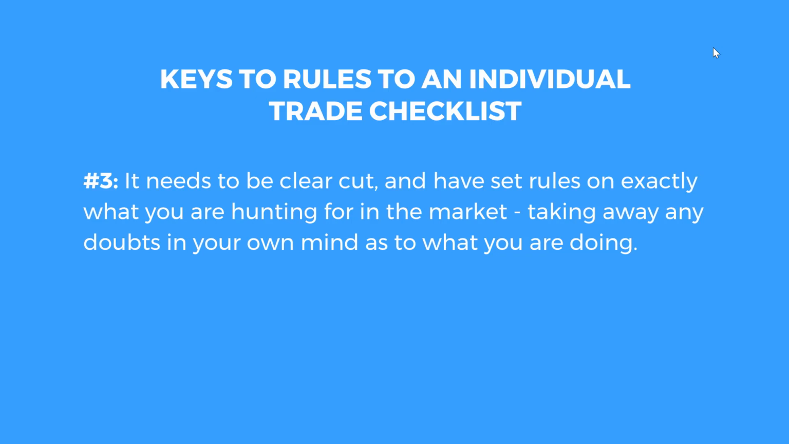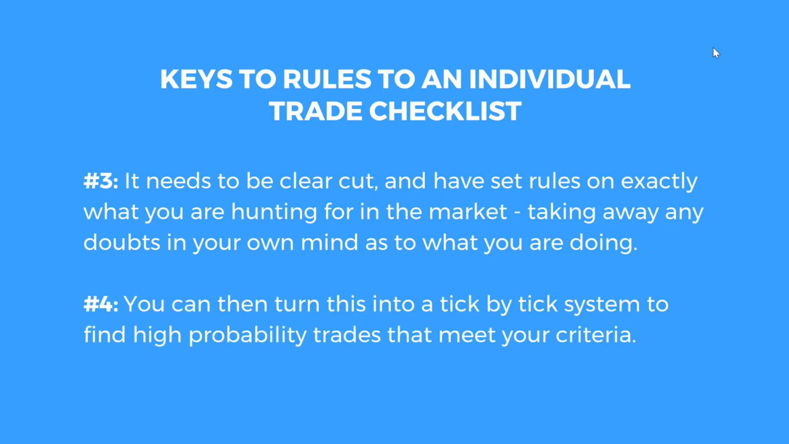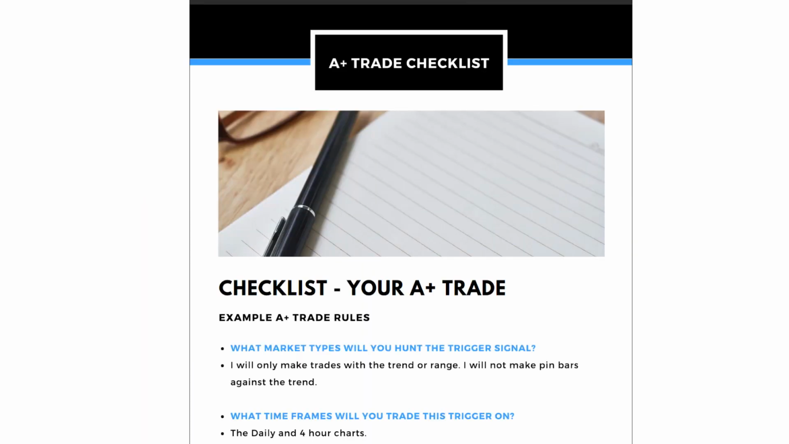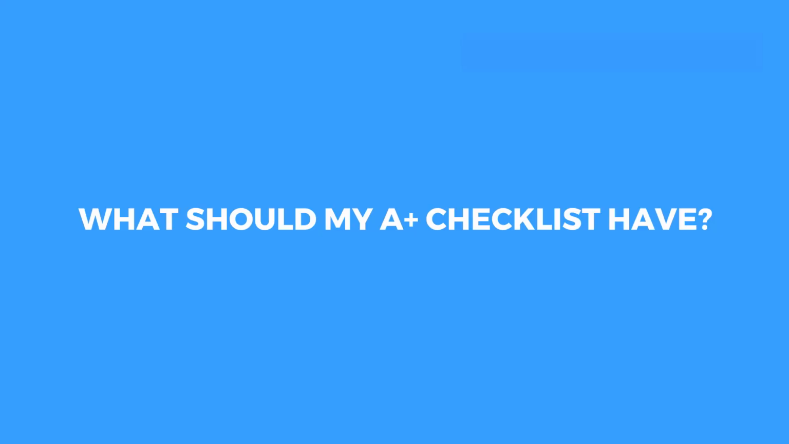It still needs to be clear cut and have really set rules on exactly what you're hunting for in the market. When you have it set out, it can then turn into a tick-by-tick system. So as you're going through at, say, a New York close or a 4-hour or 1-hour, you can tick off exactly what you're hunting for, the exact trade you're hunting for. And I do have a download of example rules you can add to create your own checklist and tick-by-tick system. Here's an example of what this looks like at the end of the lesson.